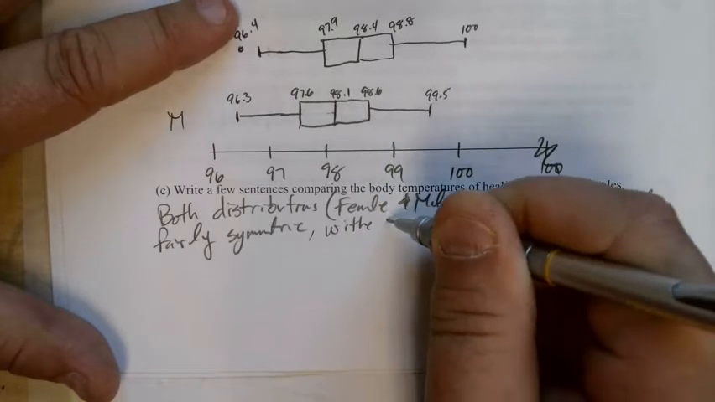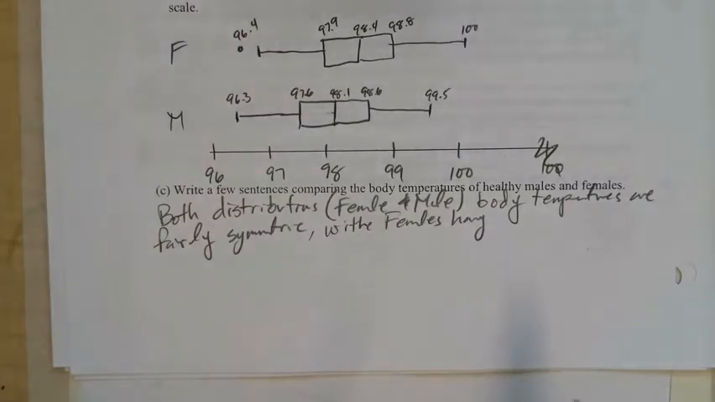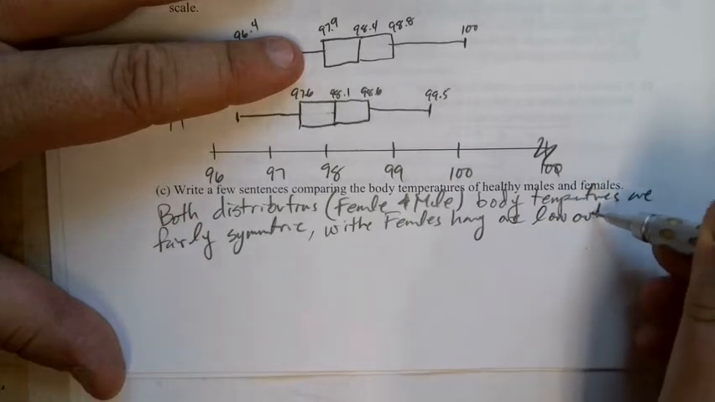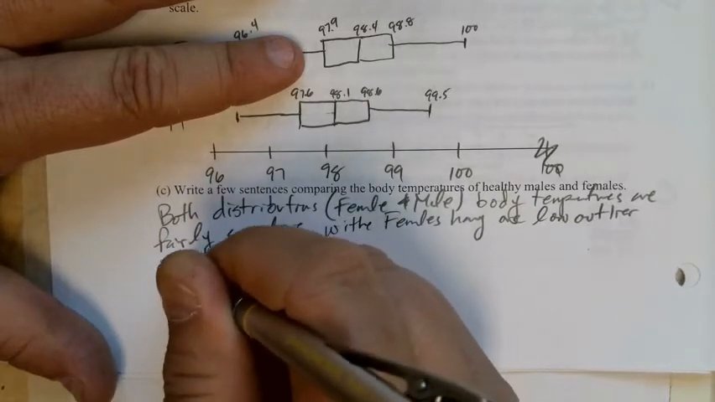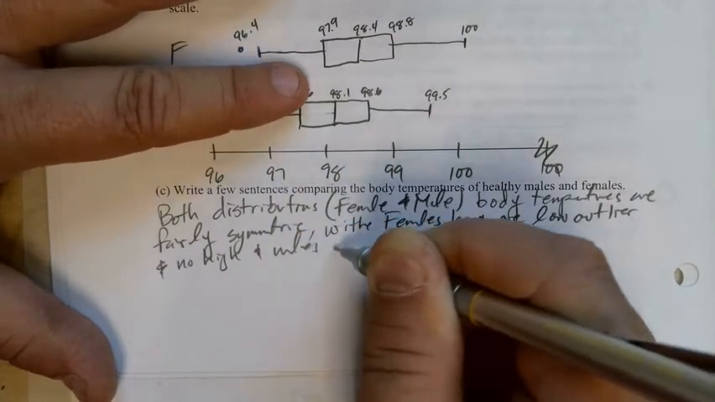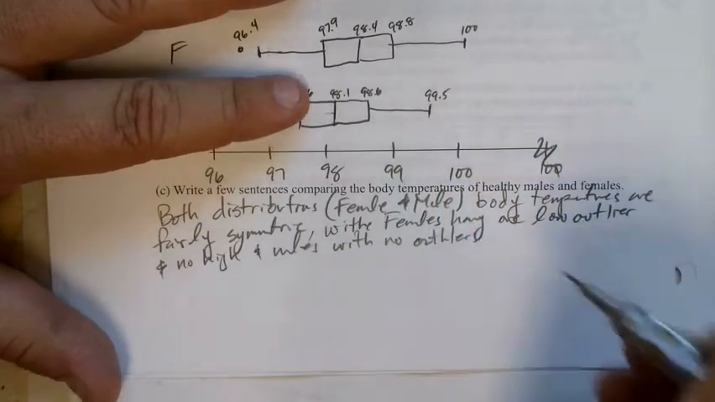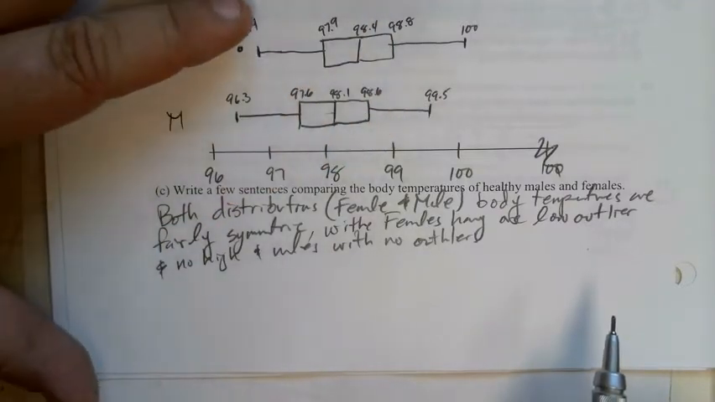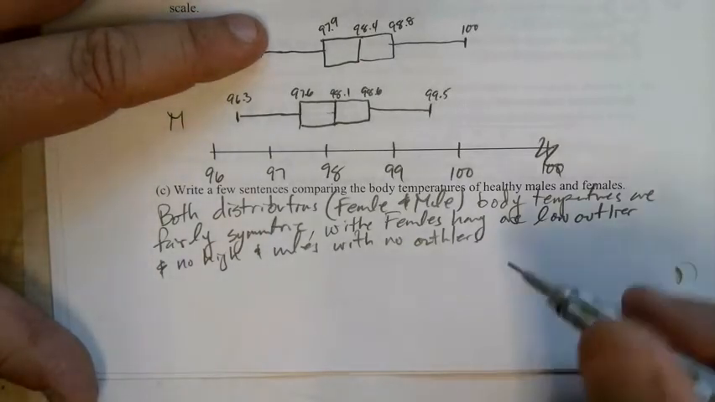With females having, so I've taken care of shape, outliers. Females having one low outlier and no high, and males with no outliers. And if you're looking at my handwriting and saying, holy smokes, how can I read that? They can read all kinds of handwriting. I've graded tens of thousands of tests, and I've only had one that I couldn't read, and that's pretty standard for people. Males with no outliers, period.